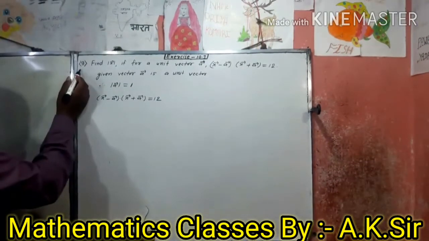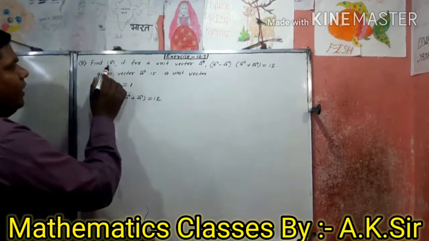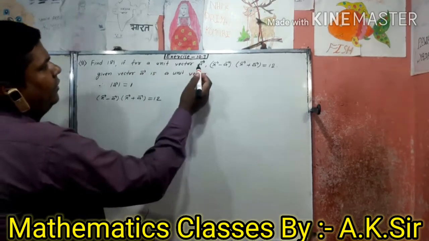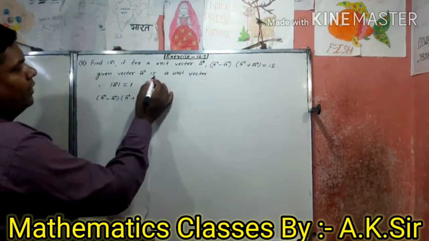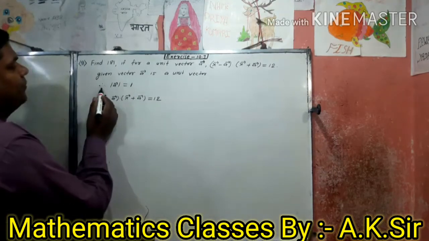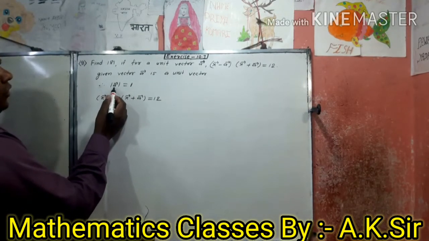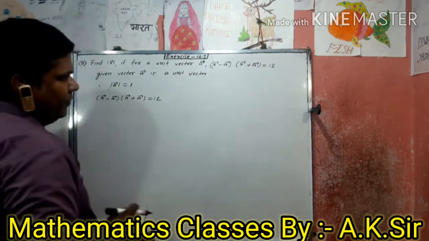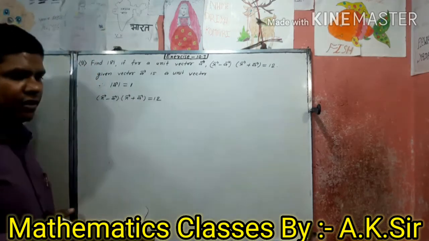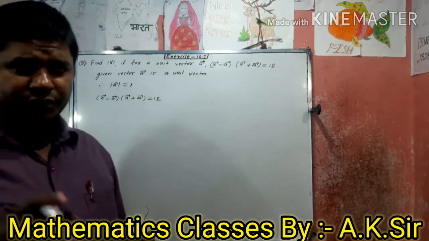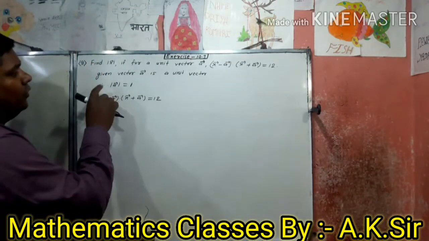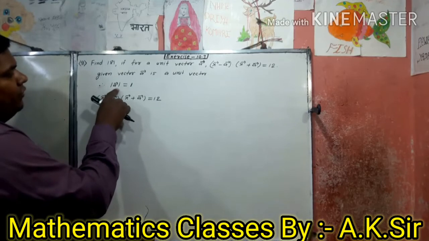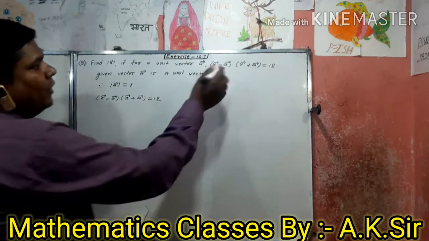Next, question number 9. Find magnitude of x vector for a unit vector A vector. Here given A vector is a unit vector. It means magnitude of A vector is equal to 1, because we know that a vector whose magnitude is 1 is called a unit vector. So magnitude of A vector is equal to 1.